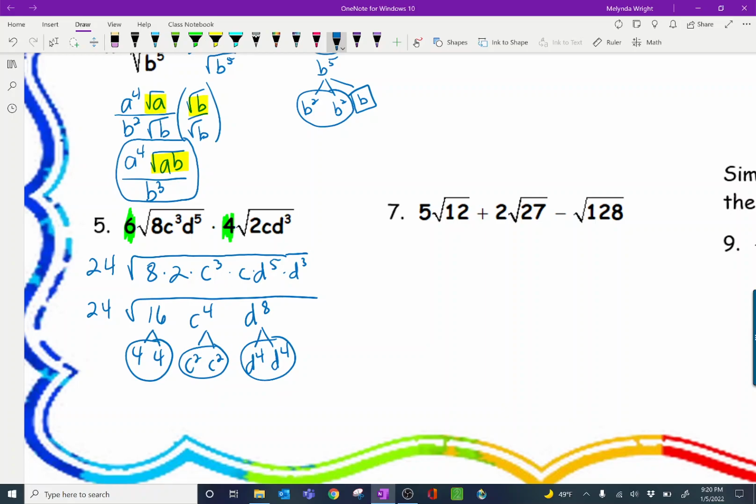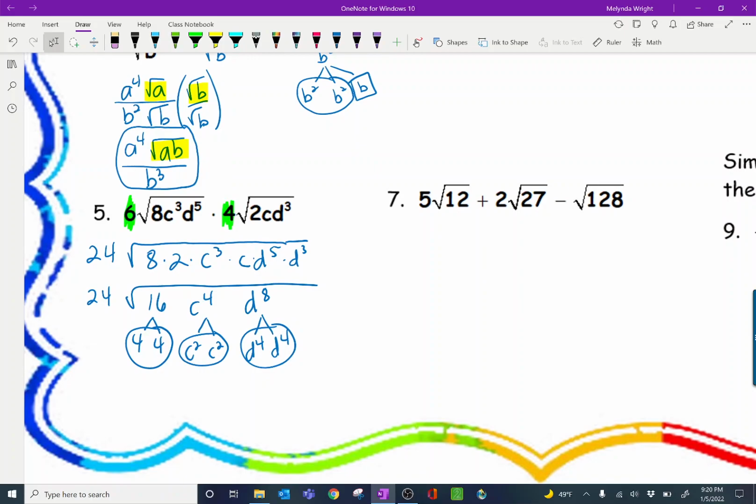All right, so let's clean that up. It looks like I don't have anything left under the radical. That's kind of nice. So I would have a 24 times 4 times c squared times d to the 4th. And then 24 times 4 is 96. So 96c squared d to the 4th would be my final answer.